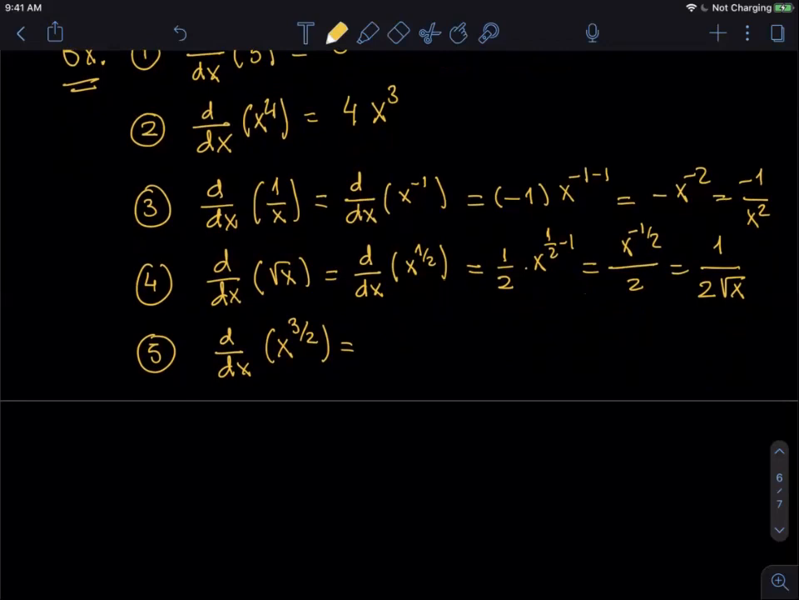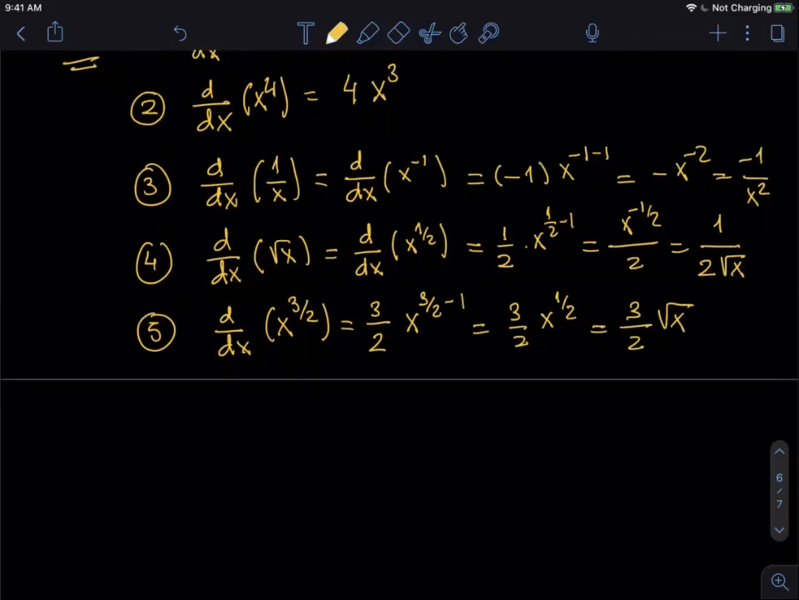And then if we have 3/2, well, no problem, that's the same thing. Bring the exponent down, x to the 3/2 minus 1. So this is 3/2 times x to the 3/2 minus 1, which is 1/2. So this is 3/2 of the square root of x. So there are a few things. These are the basic formulas, right?